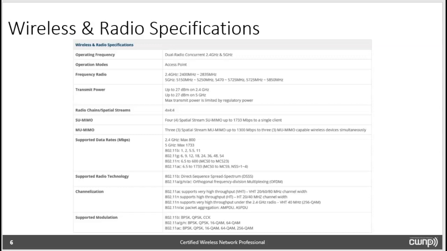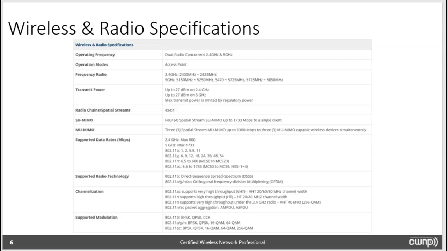It's telling you it's using multiple in, multiple out. So I'm transmitting off of multiple antennas. So it's telling you how many spatial streams are being used for the different types. So if it's a single client or multiple devices, it's telling you that. It tells you which data rates it supports. So based on which protocol you want to run, are you going to run 802.11ac, 802.11n? Those are choices you have.